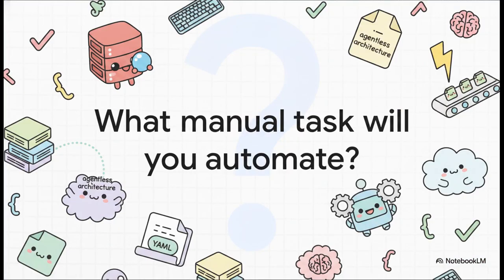You now know the vocabulary, you understand the genius of the agentless architecture, and you know the exact step-by-step workflow of how Ansible operates. So I want to leave you with a quick challenge. Take a look at your daily routine. Think about those annoying little things you do over and over again. What manual IT task are you going to automate with your very first playbook? Get out there, write a little YAML, and start automating today.